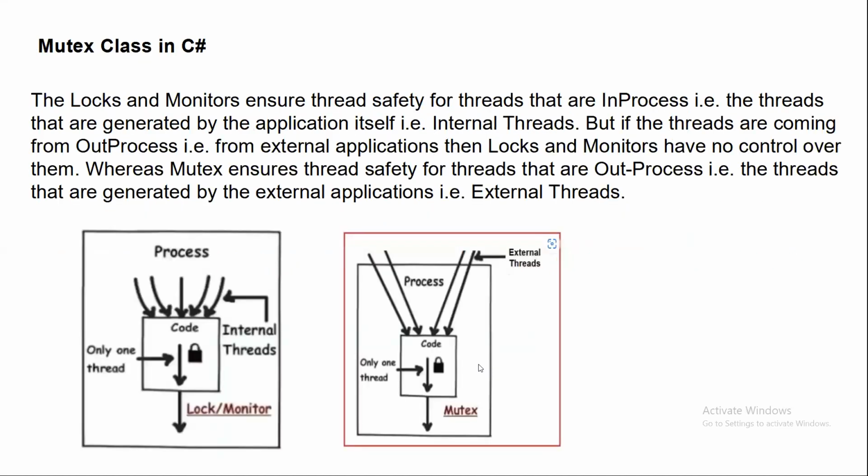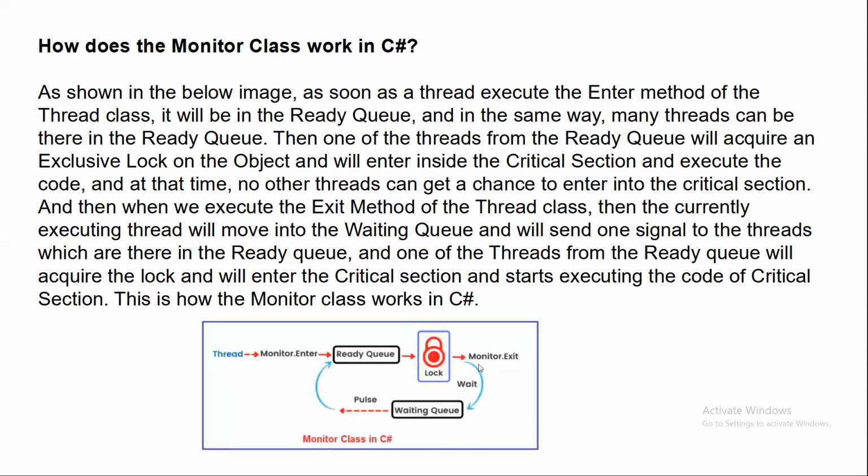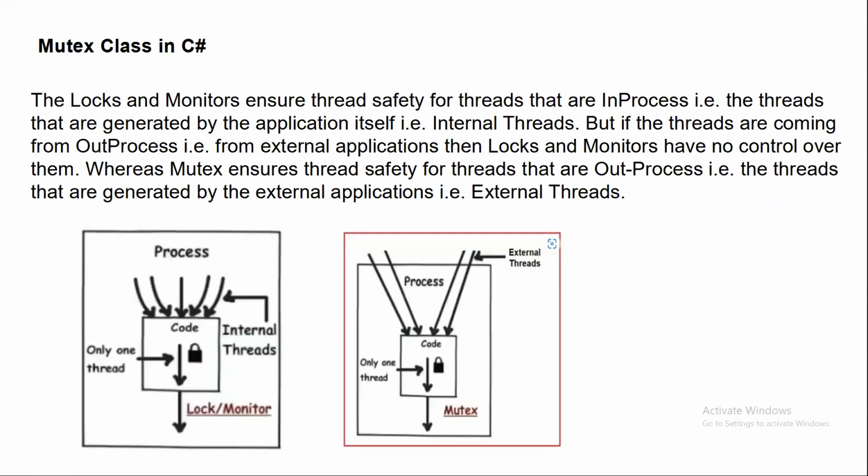Okay, so now we have lock and monitor, and we have the mutex class. If you see, so far, whatever threads we are creating are created by our application program itself. Within our program, we are creating the threads and allowing only one thread to gain access to the particular piece of code.